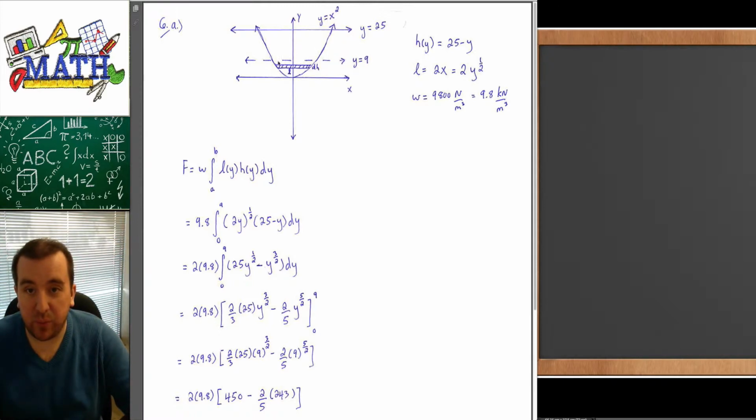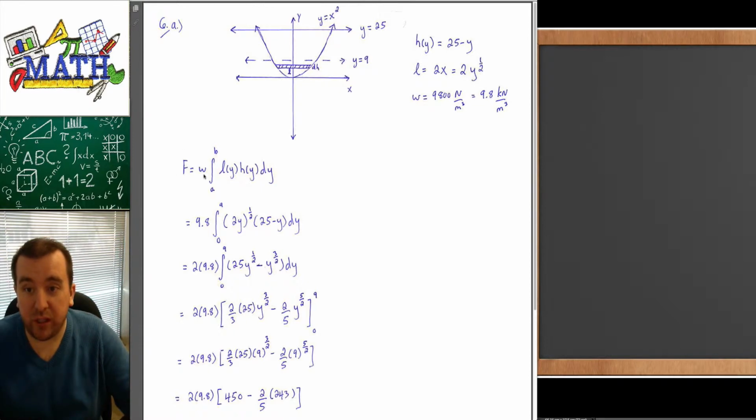So below this point, all of this is water from the surface at y equals 25 down to here. This is the bottom. So we're starting to integrate. We want the depth from y equals 9 down here to y equals 0. Okay, so first of all, here's our integral that we use.